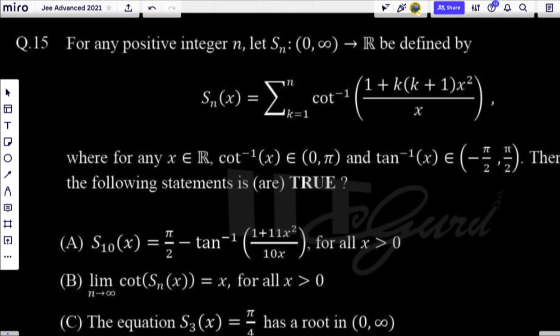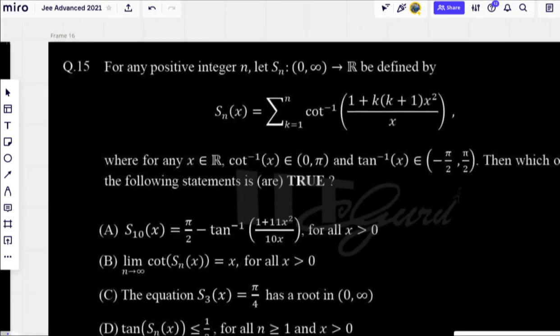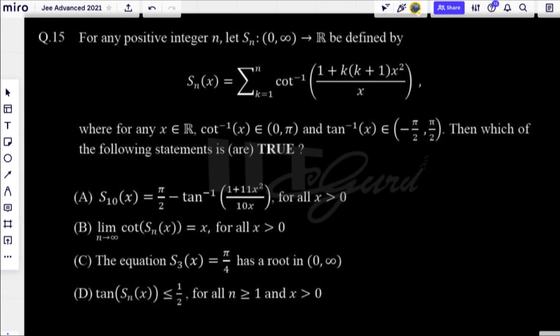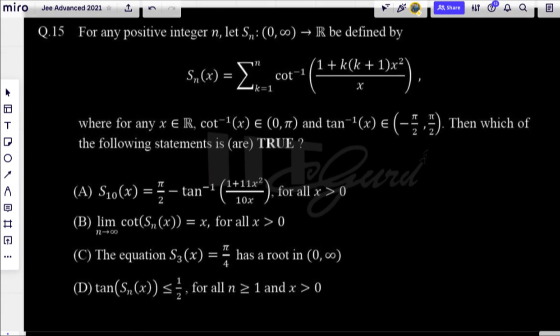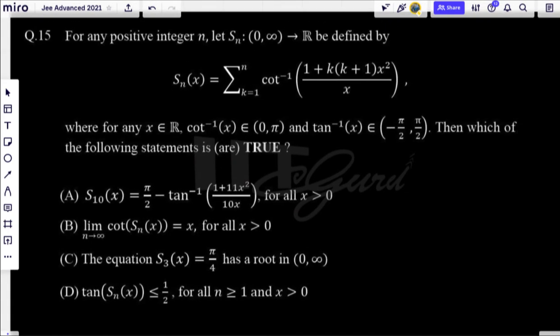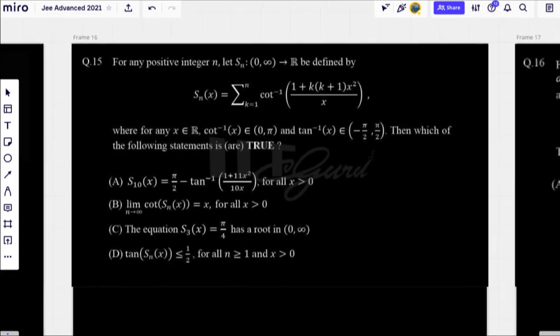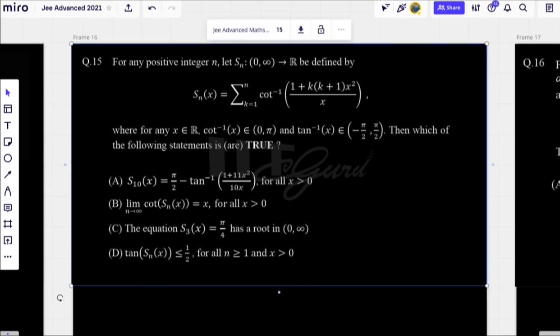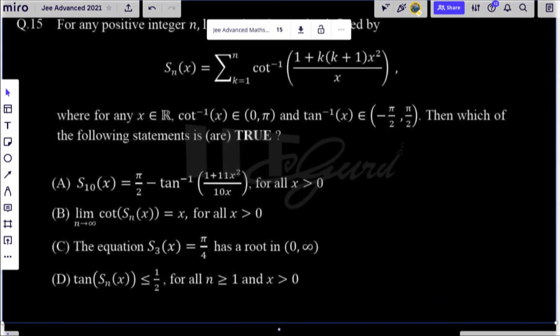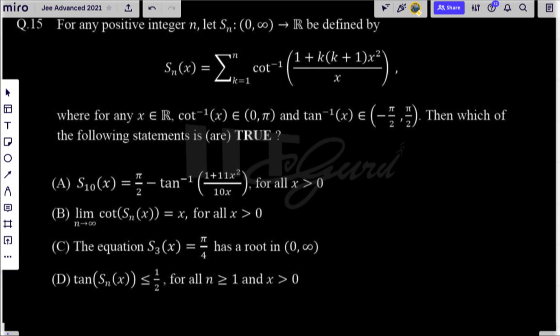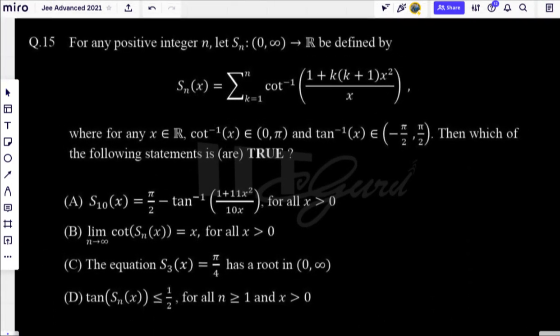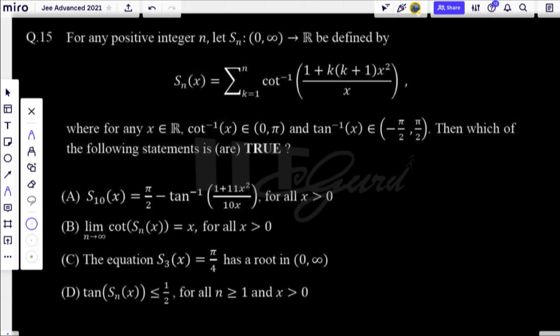This is question number 15 of JEE 21 Advanced paper 1. This is a very interesting question from inverse trigonometric functions, and it is a very easy part if you see over here. Such types of questions are repeatedly asked by IIT, so a student who is seriously preparing will never forget to solve this type of question. They usually do these questions. Let's see how to tackle this.